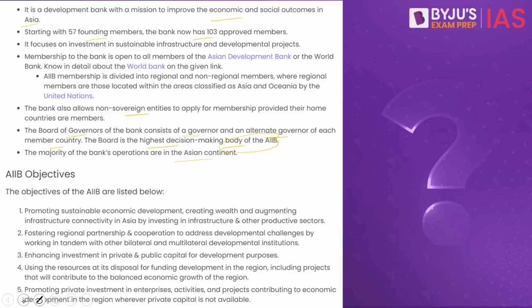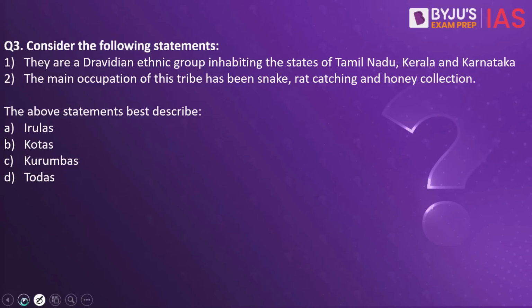Now let's look into the next practice question. Consider the following statements. They are a Dravidian ethnic group inhabiting the states of Tamil Nadu, Kerala and Karnataka. The main occupation of this tribe has been snake and rat catching and honey collection. The above statements best describe Irulas, Kotas, Kurumbas, Todas. The answer to this is Irulas.